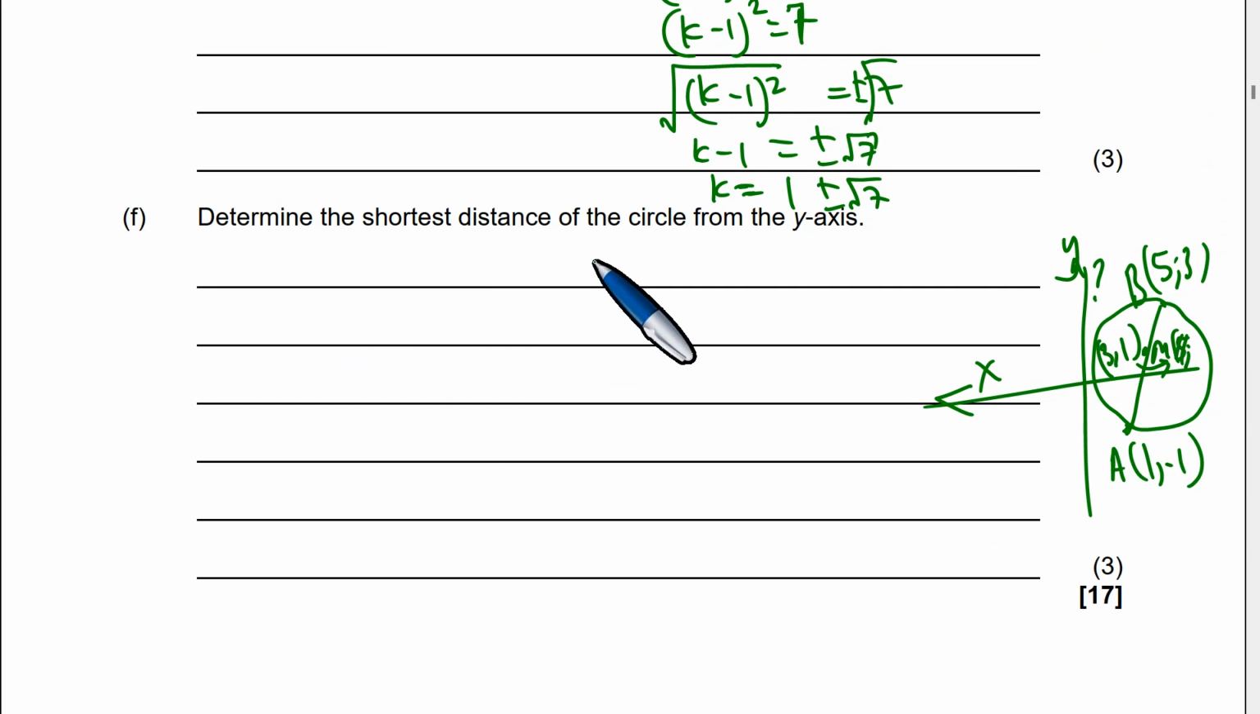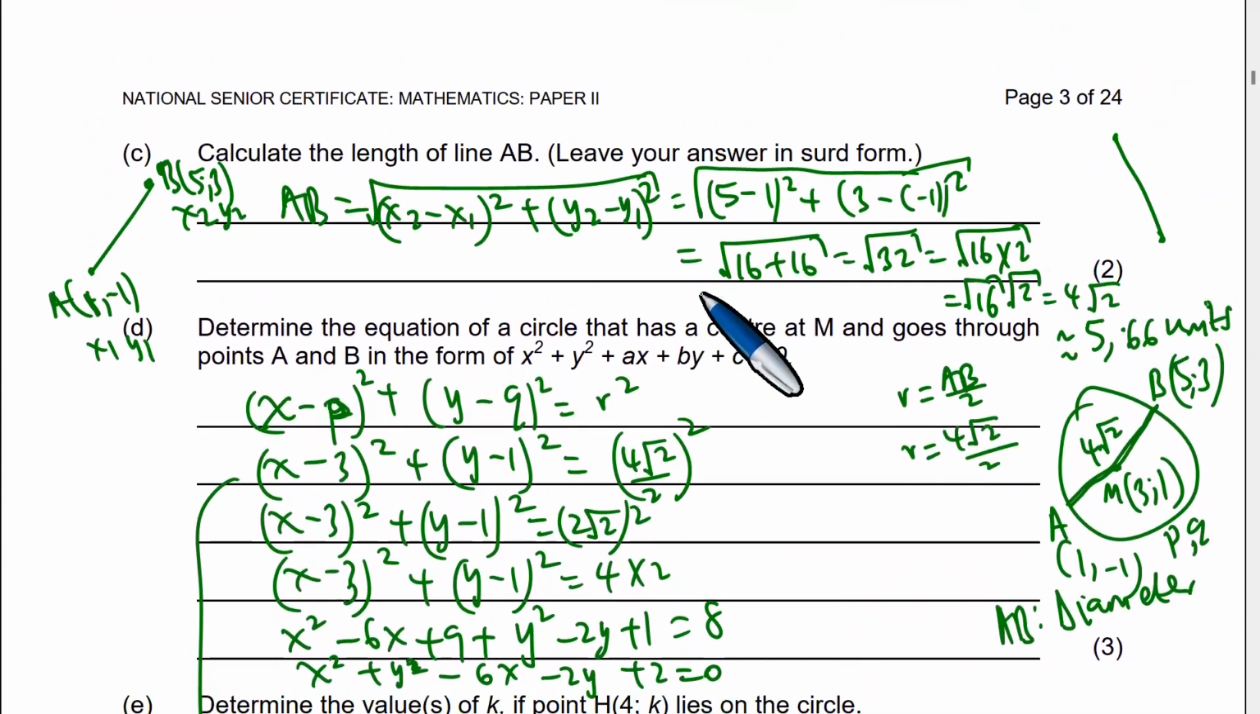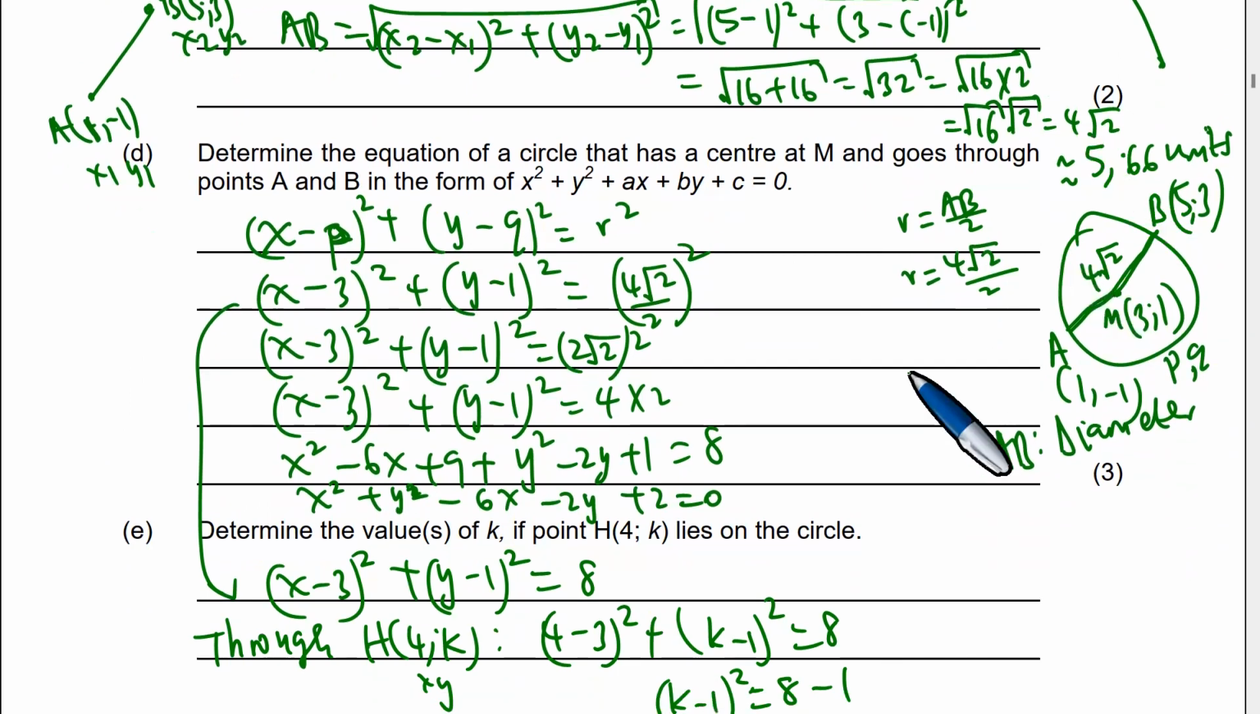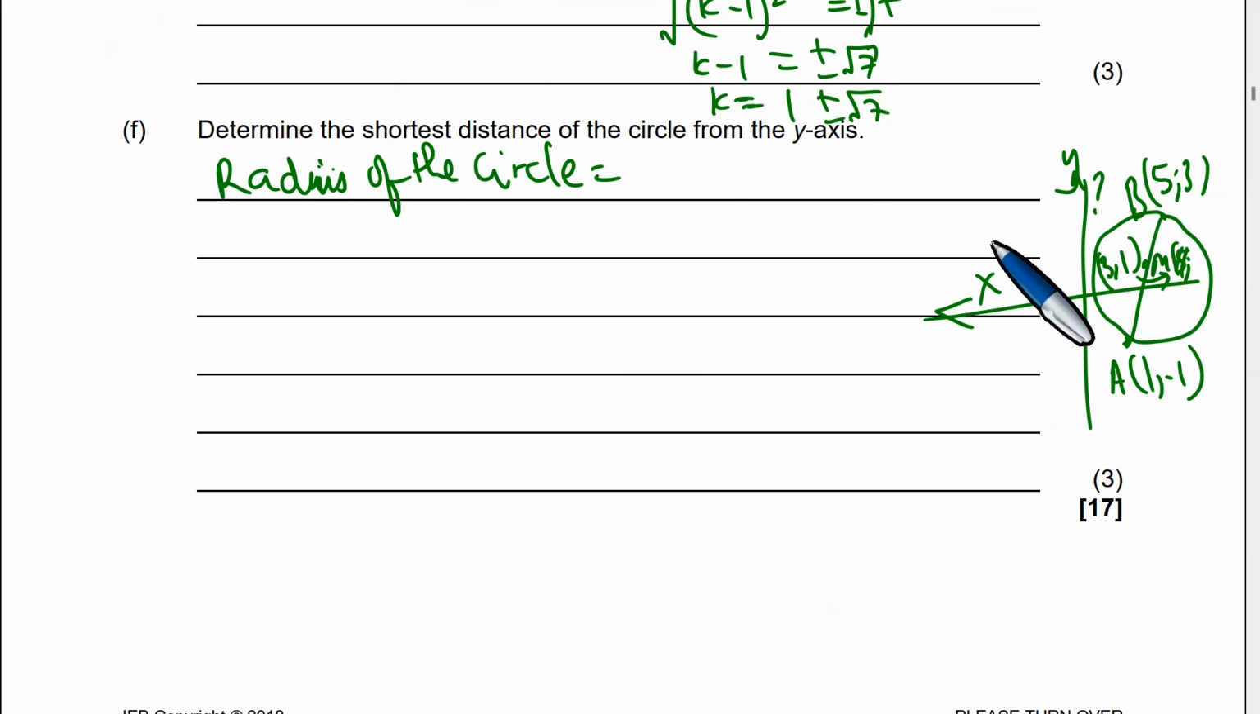Now, what is the radius of the circle? First, we need to find the radius of the circle. We did it here. The radius of the circle became AB divided by 2, because AB is a diameter from circumference to circumference, and then we divided by 2, and therefore the radius is 2 the square root of 2.